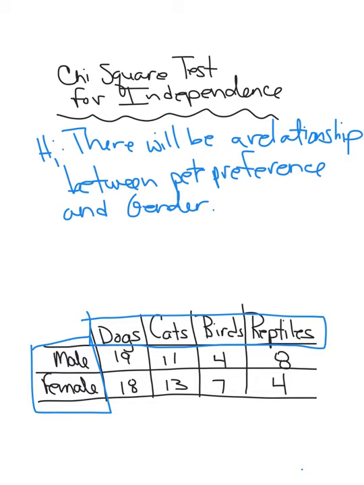Our step 2 would be setting the criteria. To set our criteria, we're basically going to take the degrees of freedom for group 1, so k minus 1, and we'll say gender is group 1. It's 2 minus 1, which is 1, and we're going to multiply that by k minus 1 for the other group. So dogs, cats, birds, reptiles is 4 different categories, minus 1, that's 3. And so our degrees of freedom, 3 times 1, is 3.